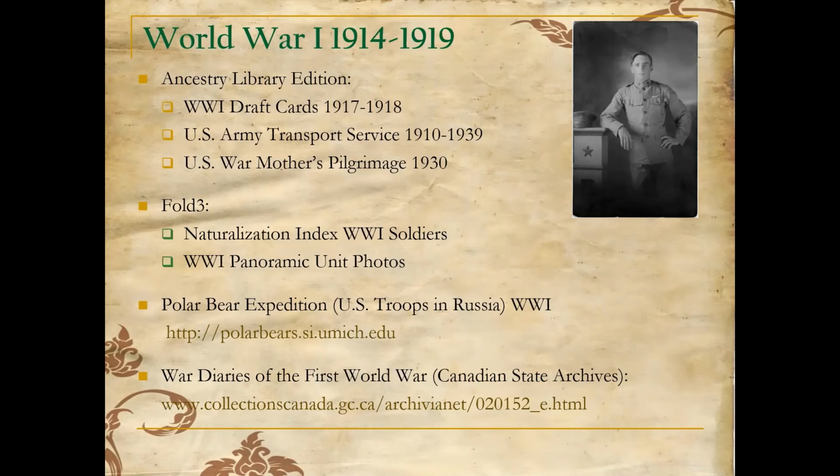So the collections that you're going to utilize that are going to be most beneficial to you, Ancestry has what's called the U.S. Army Transport Service records from 1910 to 1939. These are in Fold 3. Fold 3s are not indexed. Ancestry's are. So in Fold 3, you would need to know the name of the ship and then browse through the microfilm. At least in Ancestry, I could put in my serviceman's name and he would come up.